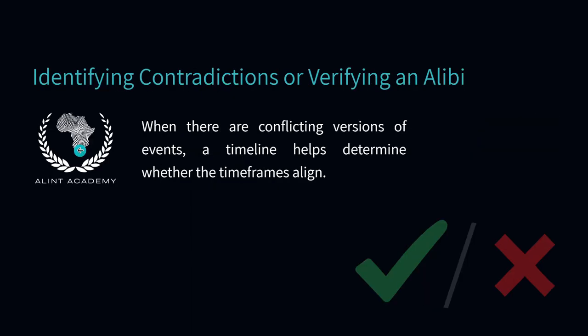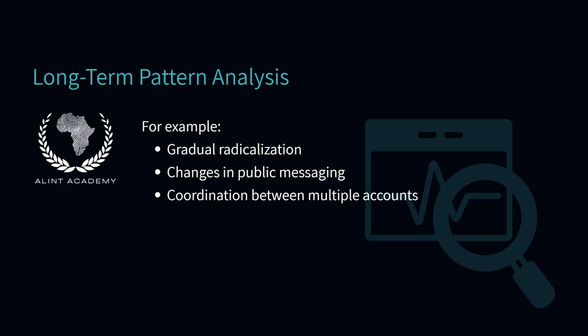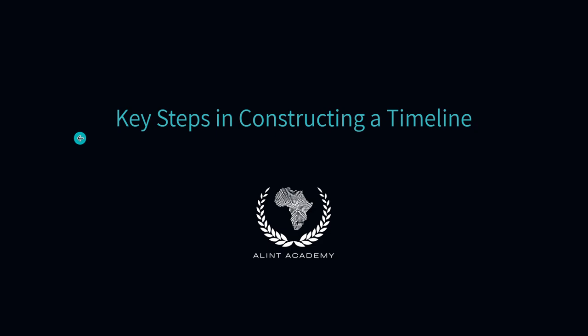We also use timelines to identify contradictions or verify an alibi. When there are conflicting versions of events, a timeline allows us to determine whether the timeframes actually align. Finally, timelines are critical for long-term pattern analysis. For example, gradual radicalization, changes in public messaging, coordination between multiple accounts.